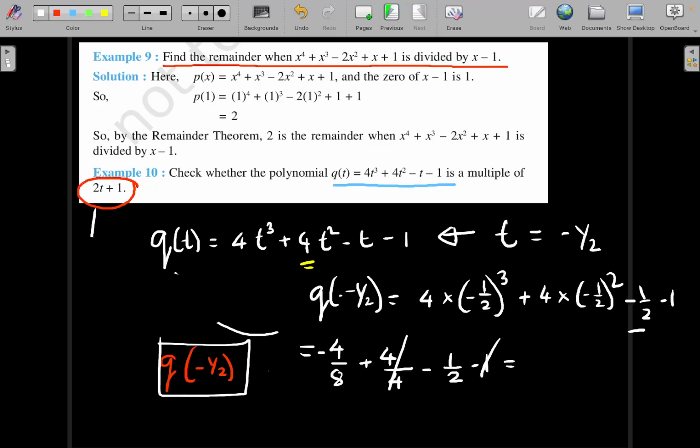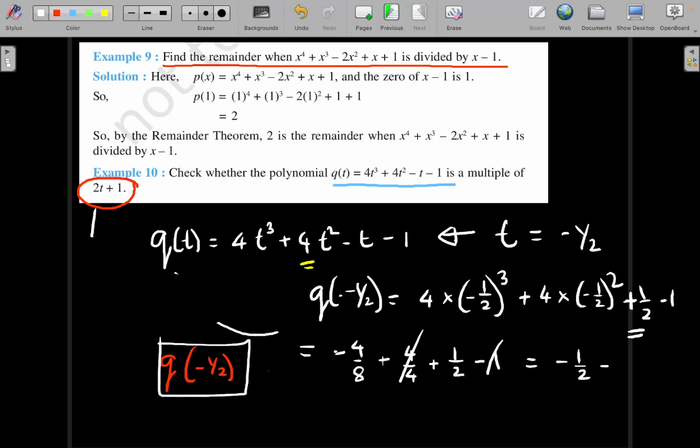So this is actually, I made a mistake here. This is plus half. So I'm sure that you will verify it yourself that this plus half is correct. So let me do this again. This is minus 4 upon 8 plus 4 upon 4 plus half minus 1. So these two will get cancelled. So this is equal to minus half plus half, and that is equal to 0.